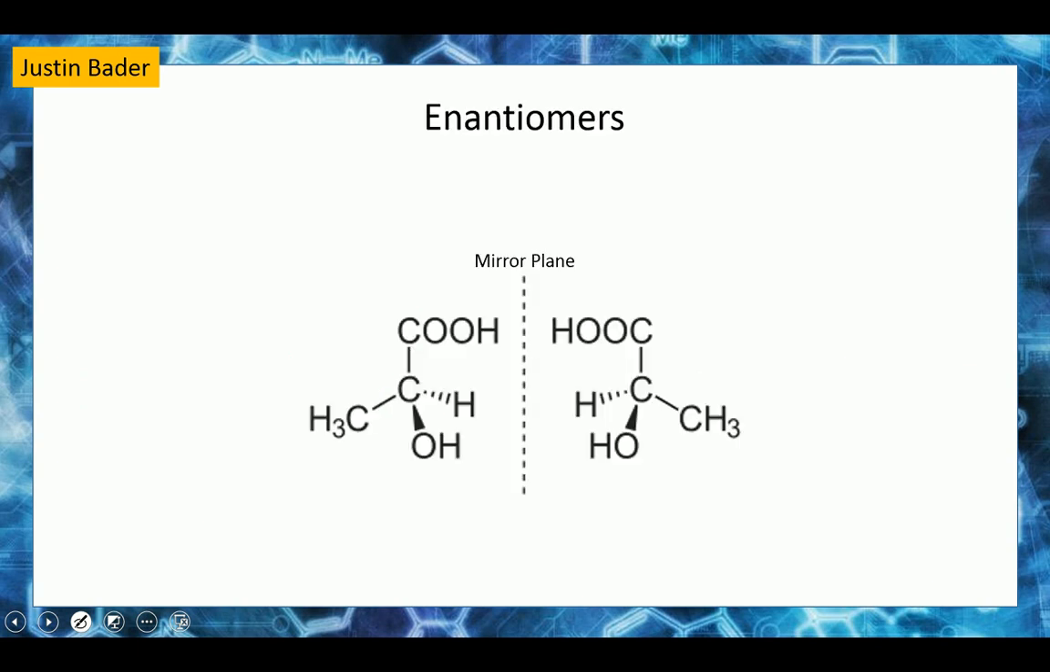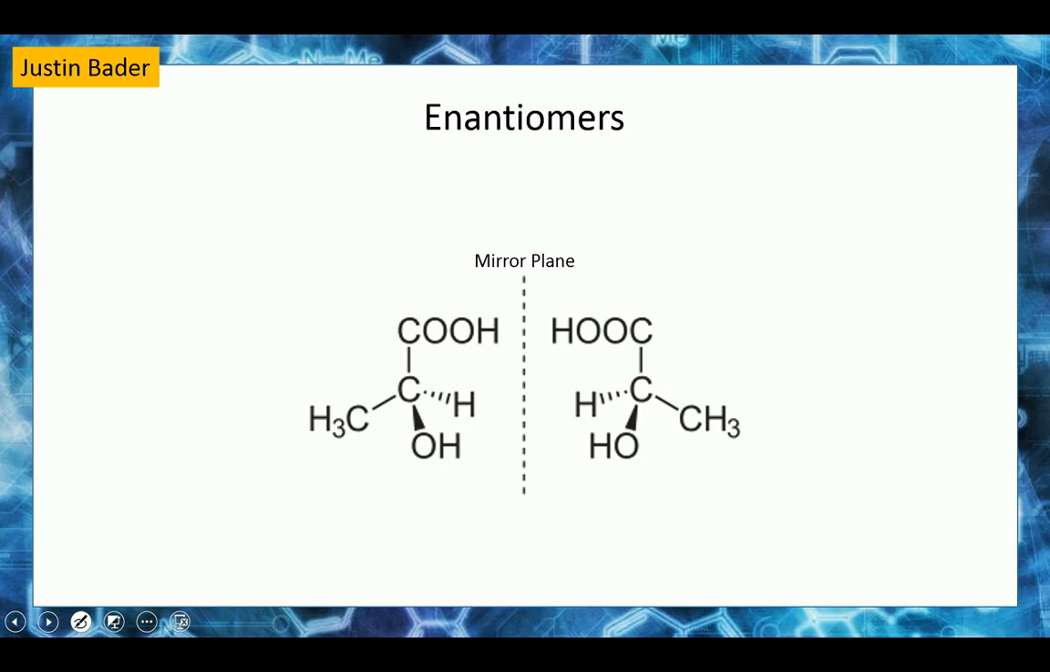Enantiomers. Enantiomers are non-superimposable mirror images of each other. That means that for the molecule on the left, you can put a mirror plane and draw a mirror image of the molecule on the right. And if you take these two and try to move them around in free space and superimpose them on top of each other, they will not superimpose.